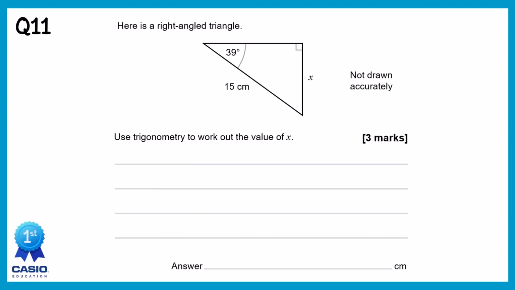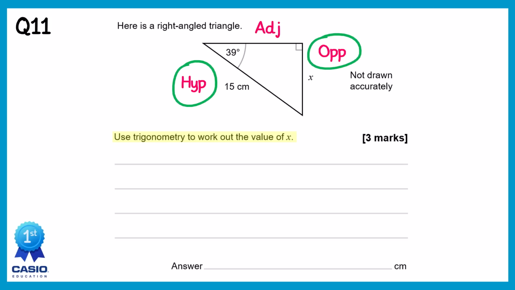In this question, we need to use trigonometry to work out the value of x. We'll start by labelling the triangle. The hypotenuse is the longest side opposite the right angle. The opposite is the one opposite the angle in the question, so this one over here, and the adjacent is the other one. In this question, we have some information about the hypotenuse, it's 15, and we have information about the opposite as well, that's the x we're trying to find. There's nothing with the adjacent, so we'll lose that for this question.